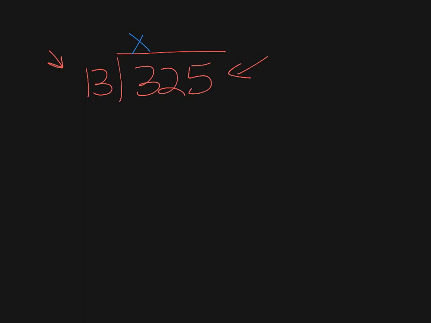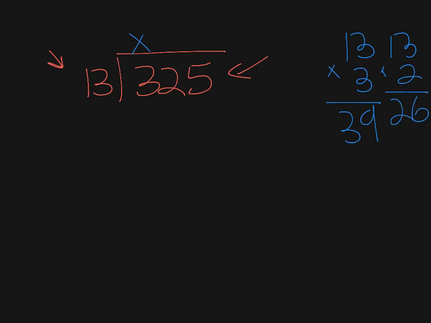13 can go into 32. We have to figure out how many times. On the side, I'd like to try different ones. Let's try 3. Let's see where that takes us. 3 times 3 is 9. And then 1 times 3 is 3. Obviously, 39 is bigger than 32, so we cannot use 3. It's probably going to be 2 times. 2 times 3 is 6, and 2 times 1 is 2. That's 26. So we can put 2 up top, and now do 32 minus 26.